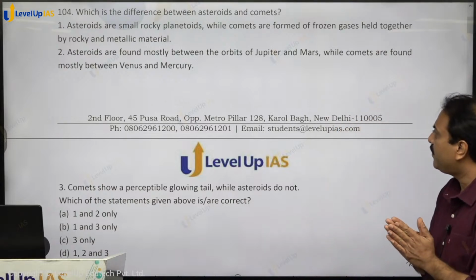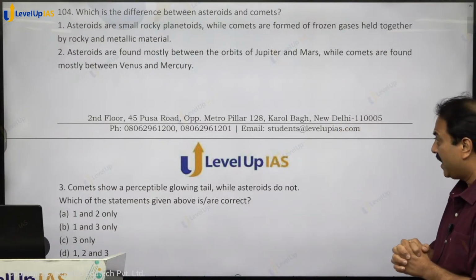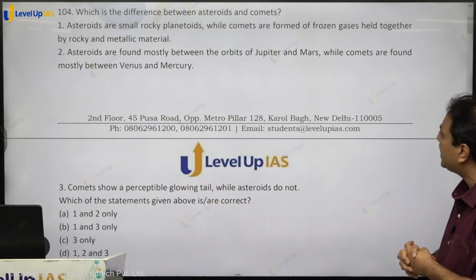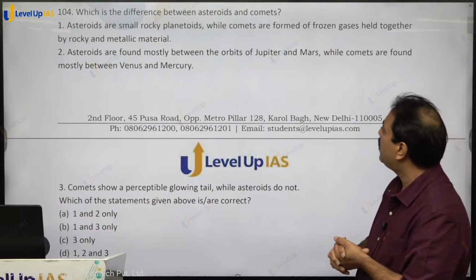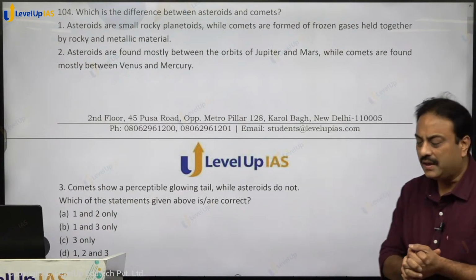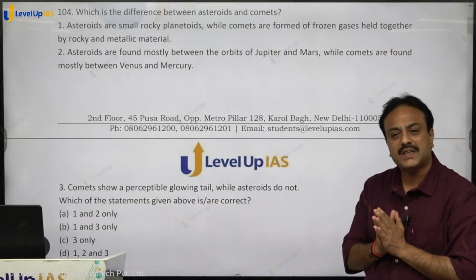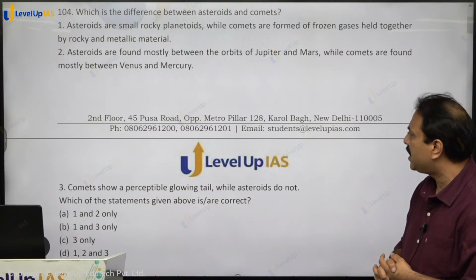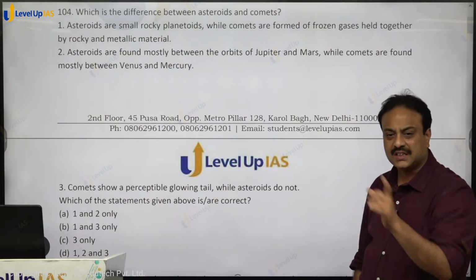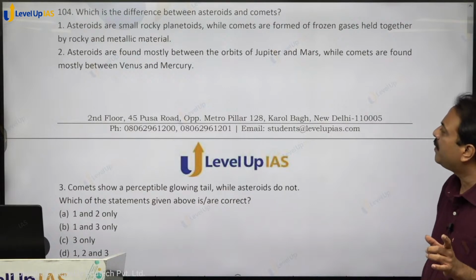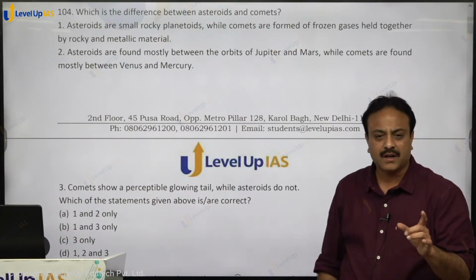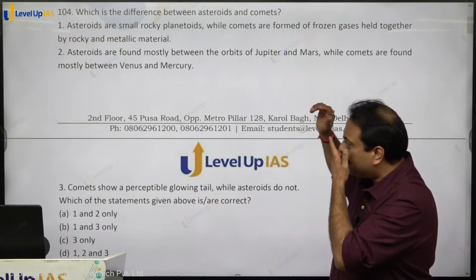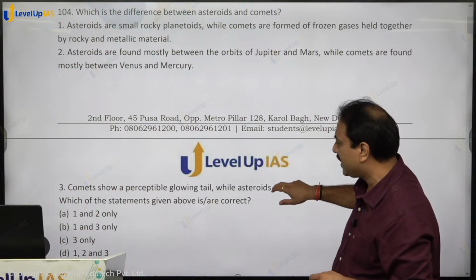Which is the difference between asteroids and comets? Asteroids are small rocky planetoids, while comets are formed of frozen gases held together by rocky and metallic material. Correct or not? Asteroids are rocky planetoids, comets have traces of gases. So it is the correct one. Asteroids are found mostly between the orbits of Jupiter and Mars. This we discussed yesterday also. They are found over there. While comets are found mostly between Venus and Mercury. They are not found between Venus and Mercury. They are beyond Neptune. Right? So statement 2 is wrong. Statement 1 is correct.